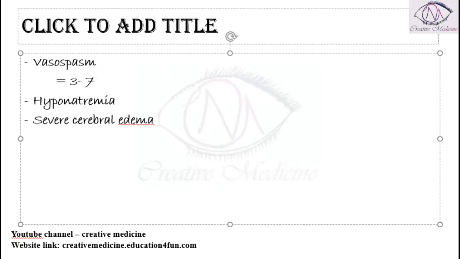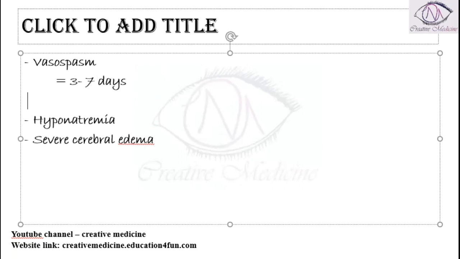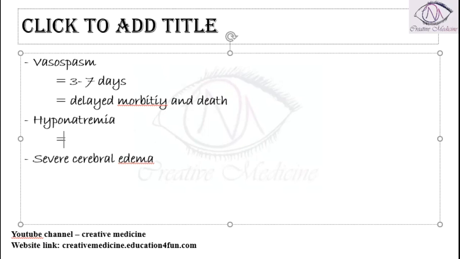Then, of the rest of the complications, vasospasm can also occur due to the subarachnoid hemorrhage. Vasospasm is seen around 3 to 7 days after the diagnosis, and it is delayed. It causes delayed morbidity, and death can occur in the patient due to vasospasm.